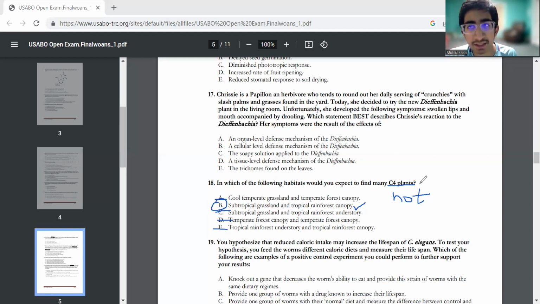This is mentioned, I think, in my textbook. It was in chapter 10, photosynthesis, and it talks about C3, C4, and then CAM plants, which I'm not touching on, but are very important to know as well. Okay, so the answer to number 18 would be B.